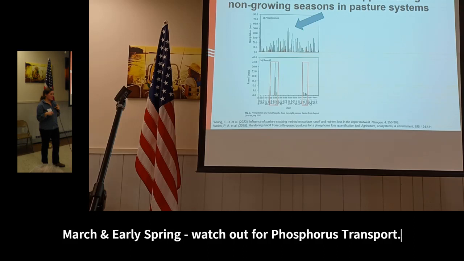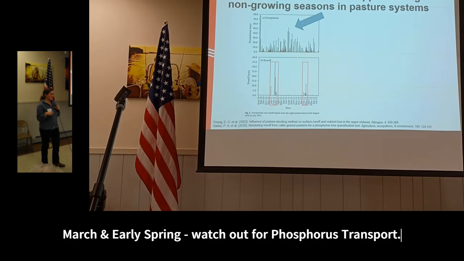This graph is from some water quality edge of field monitoring in southwest Wisconsin. The top graph is looking at precipitation, and the bottom graph is looking at runoff, with the dates on that bottom graph. What it shows us is that even though precipitation is peaking during that summer time period, our runoff is peaking in those winter and early spring March months.